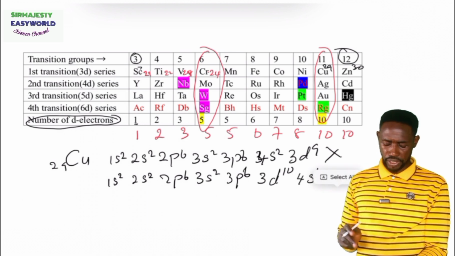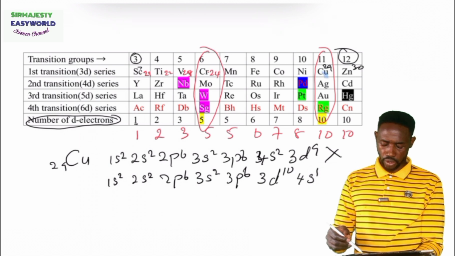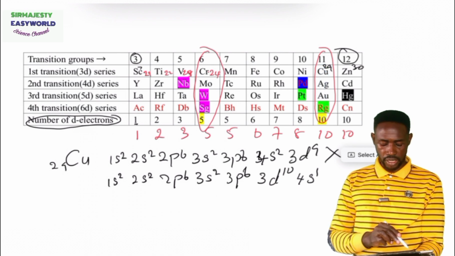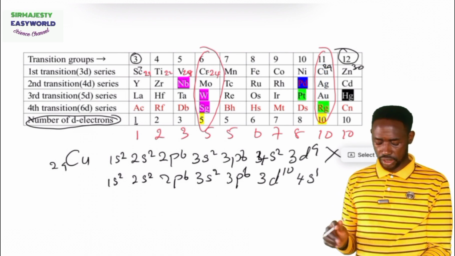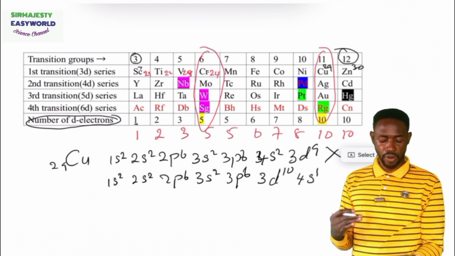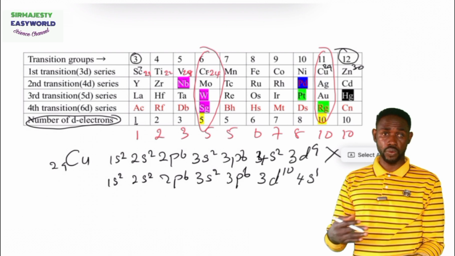The same thing is applicable when you handle any other members of the copper group, that's copper, silver, and gold. But the other artificial element there, roentgenium, is an exception. That's why I highlighted it in green. So this is the unusual configuration of the so-called d-block elements.